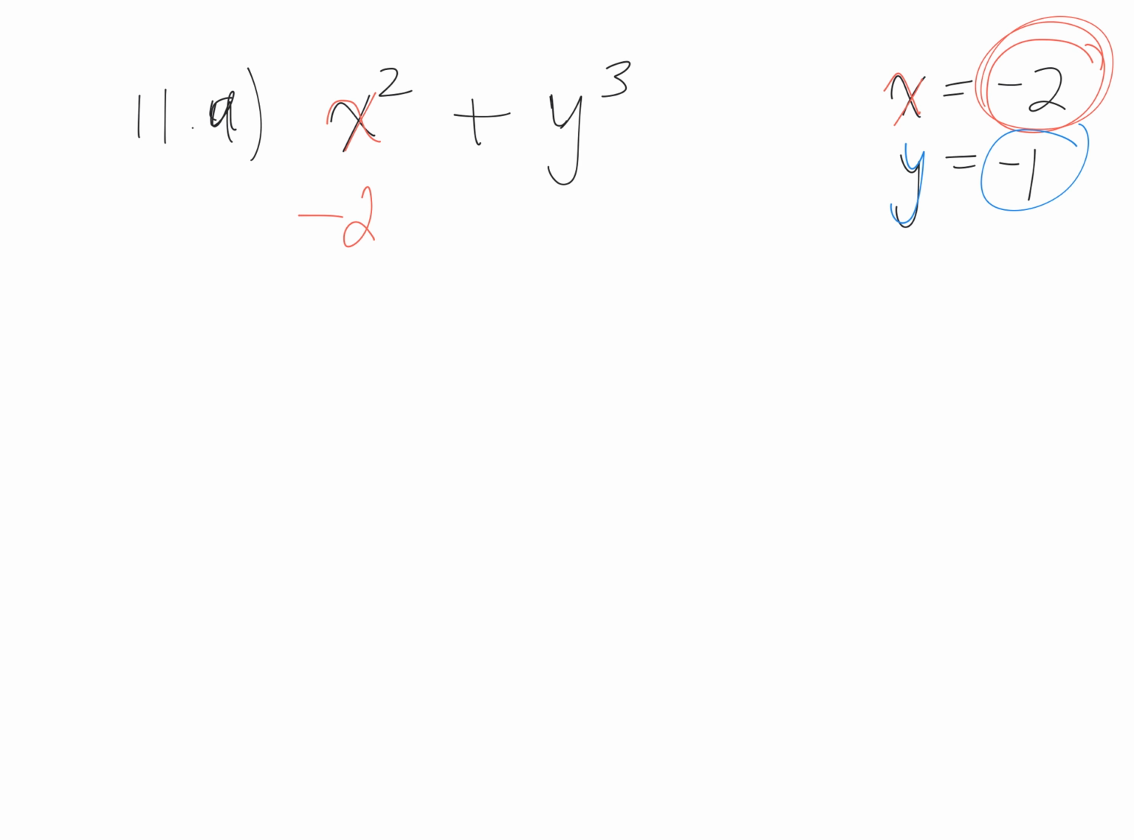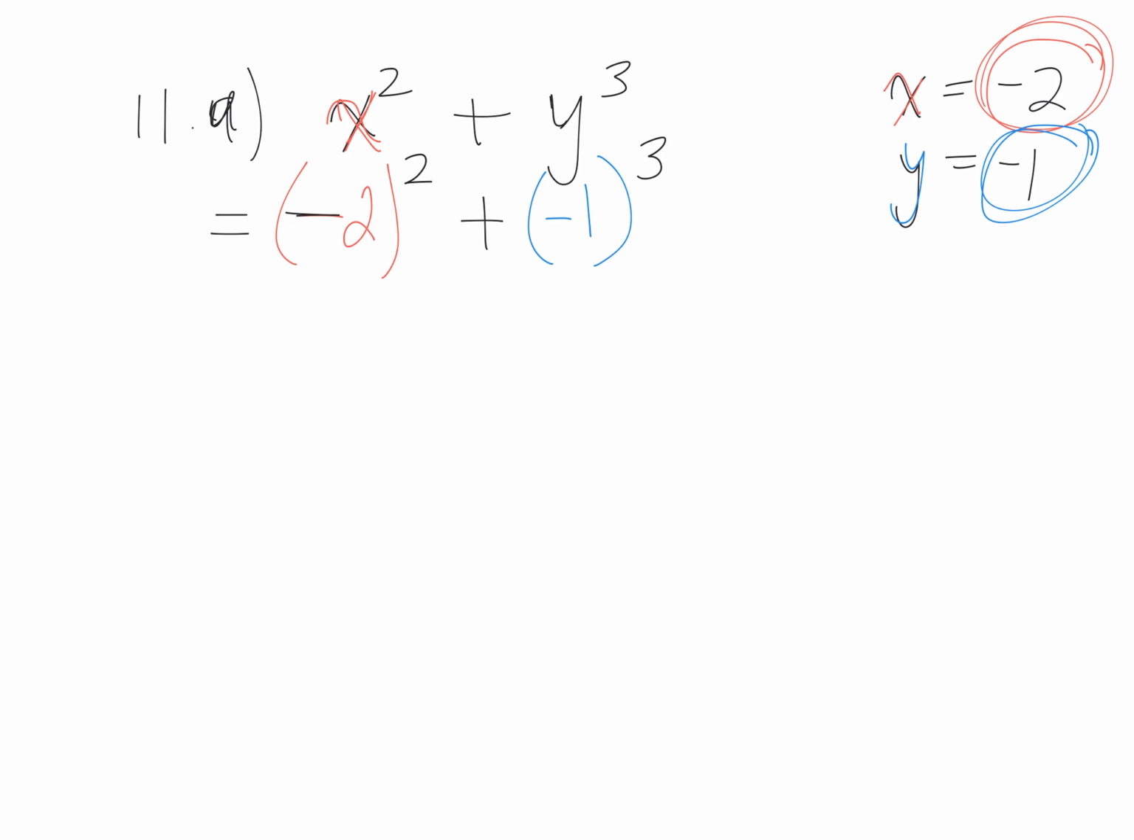Do you have to include a bracket? Yes, because the base is x, which means the base is -2. The whole thing is -2, all of that to the power of 2, plus, what's y? Do I need to put a bracket? It's all of that to the power of 3.